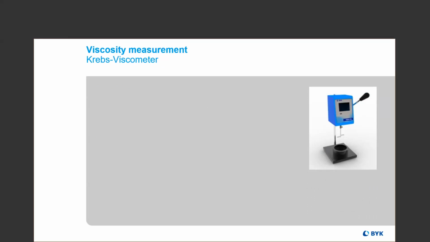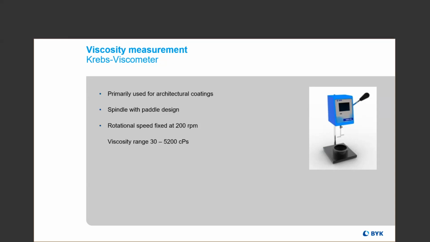So one specific type of rotational viscometer is called the Krebs viscometer. This is primarily used for architectural coatings. It has a spindle with a paddle design. You can see that in that graphic to the right, that little spindle sticking out from the viscometer unit, and it has those 2 little offset paddles. The rotational speed is fixed at 200 RPM. And the range of viscosity this is capable of measuring is between 30 and 5,200 centipoise.